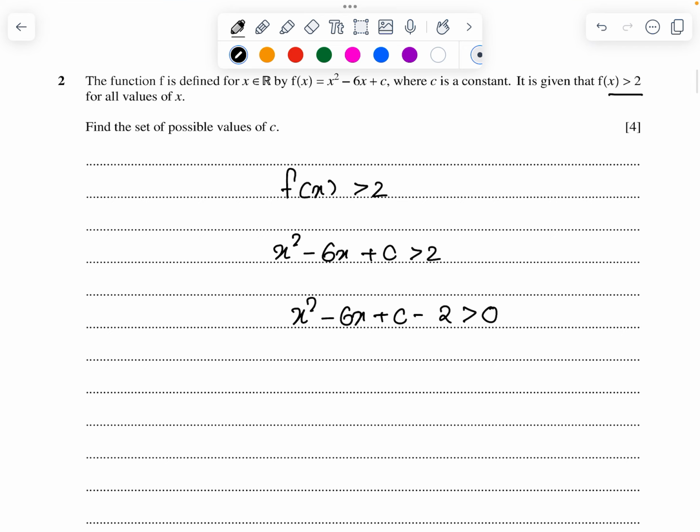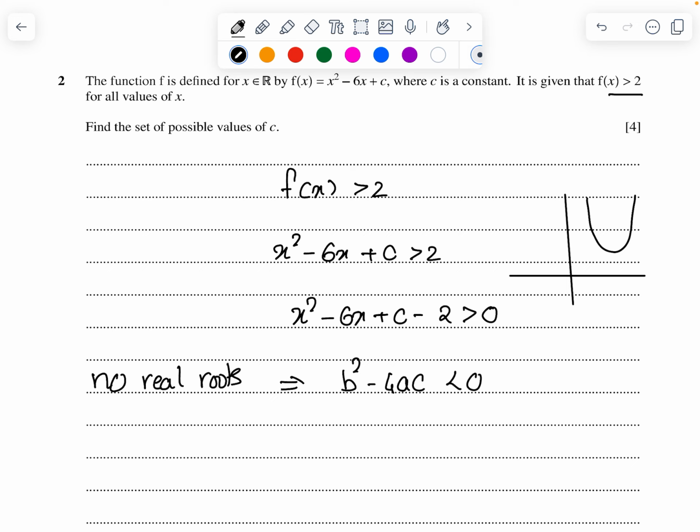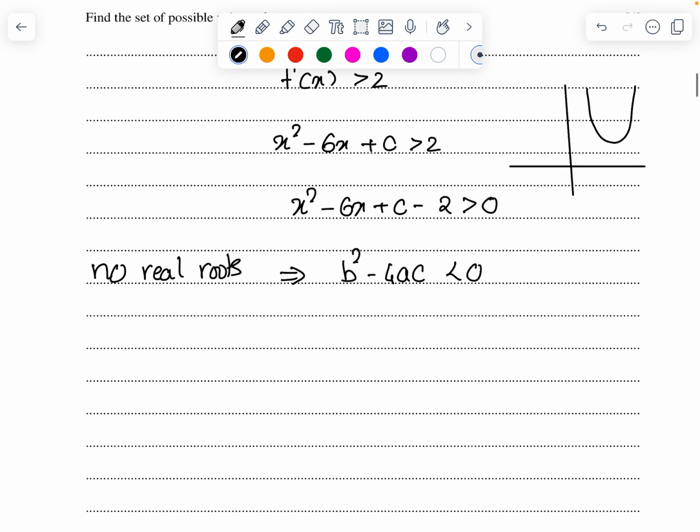Now what is it telling? This function should always be greater than 0, in the sense that when I draw this quadratic parabola, it should always be positive. When is that possible? When it has no roots. So it should have no real roots, which implies b squared minus 4ac is less than 0.